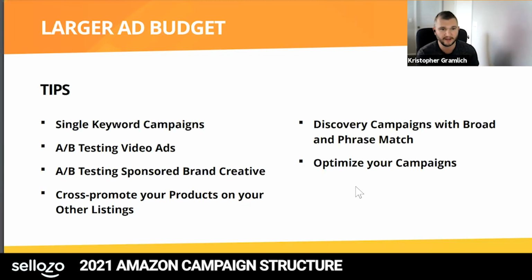This has been talked about numerous other places. People are talking about this now. It's a single keyword campaign. What this is, it's a single keyword, single ASIN, single product, single match type. So you have one product, you have one match type, broad, phrase, or exact. You have one ad group, and you have one keyword you're going after.